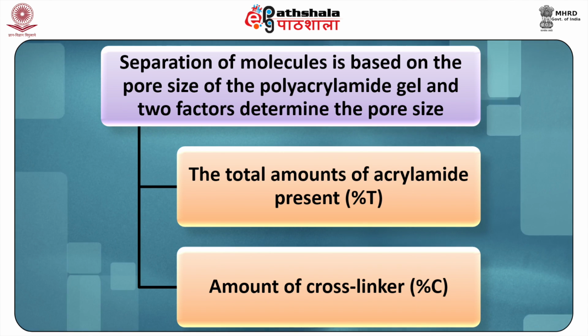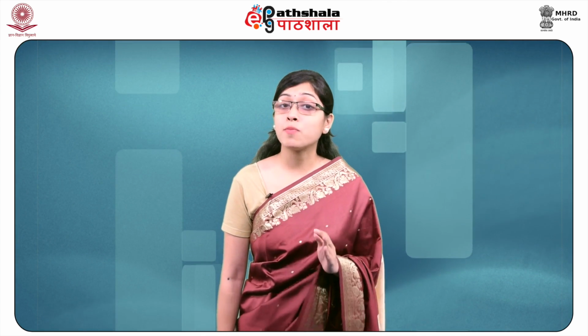Separation of molecules is based on the pore size of the polyacrylamide gel, and two factors determine the pore size. The first factor is the total amount of acrylamide present, that is %T, and the second one is the amount of cross-linker, that is %C. There is a decrease in the size of pores with the increase in the amount of total acrylamide present. The size of the pores will increase with increase or decrease in %C, and cross-linking results in the smallest size of pores with 5% C.